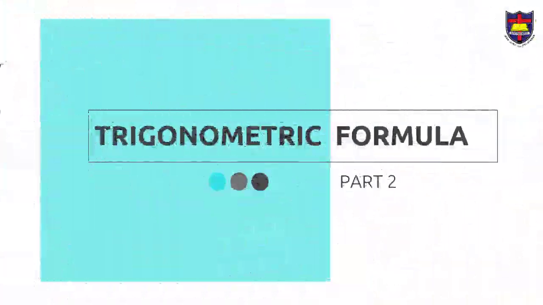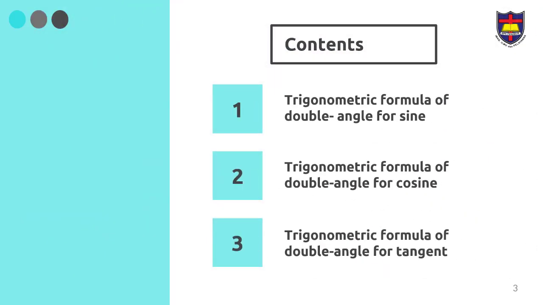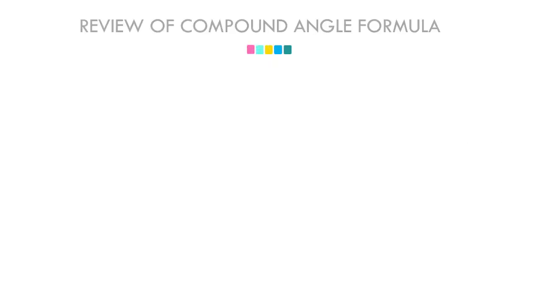So today we will learn about trigonometric formula part 2. So what is it about? Let's check it here. We will learn trigonometric formula of double angle for sine, cosine, and also tangent. So before that, we will review first our formula of compound angle. You still remember how many formula that we already finished? Yes, it is 6 formula.